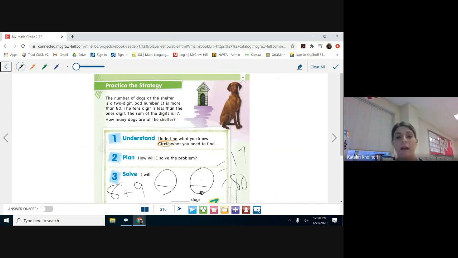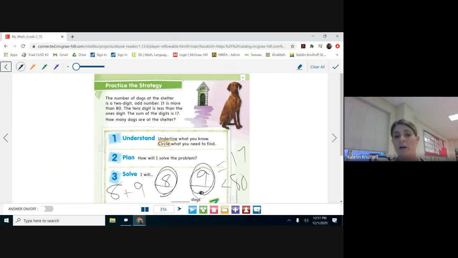Now we need to go back and take it step by step. So two digits. We have our two digits, 8 and 9. It has to be an odd number. So which number is odd, 8 or 9? 9 is our odd number. So that would go in our ones place to make this whole number odd. It is more than 80, so we're going to have to come back to that. And the tens digit is less than the ones digit. So if we put 8 here, that makes our tens digit less than our ones digit, 9.